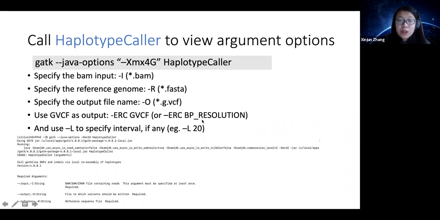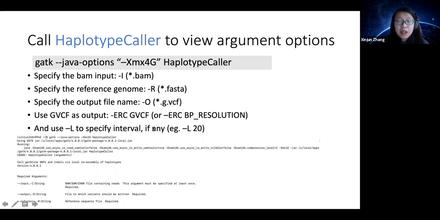Alternatively, instead of ERC GVCF, we can also use the BP resolution option. On the GATK website, it discusses in further detail what exactly the difference is between the two. Technically, they both give us a GVCF type file. They should both be useful, but for the best result, we'll prefer this option here.